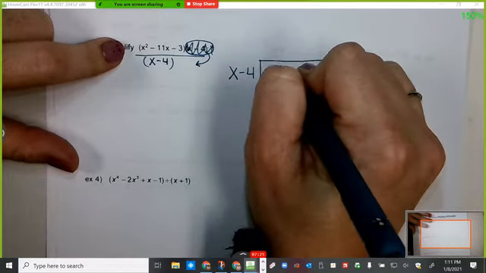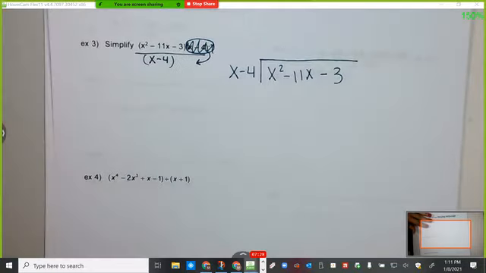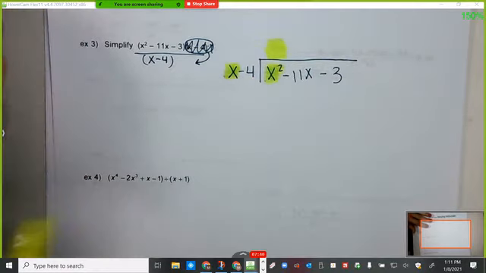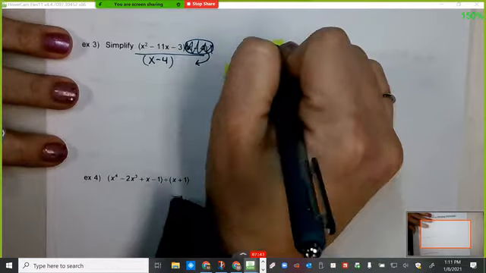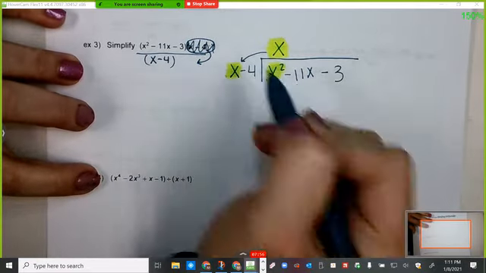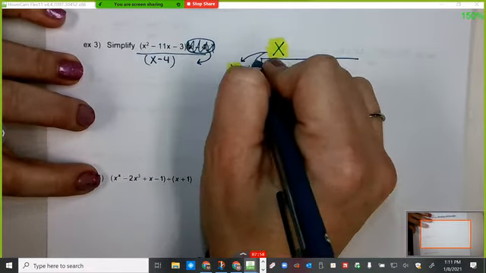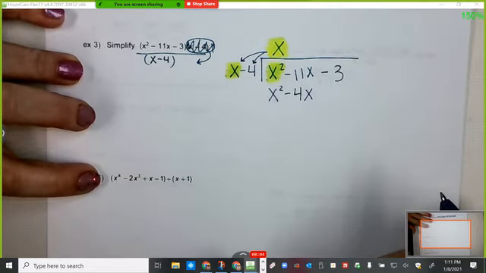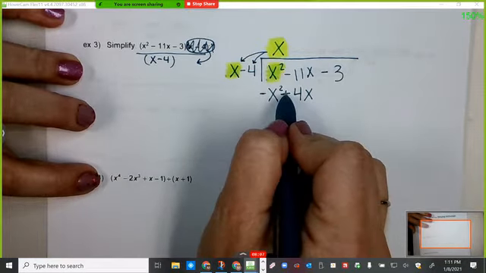Cowboy goes inside. X times what gives us x squared? X. So then what did we do? We distribute, we multiply, so x times x, x squared. x times negative 4, negative 4x. And then what? Then we subtract. Subtract, well, this makes a double negative, which is just a positive.